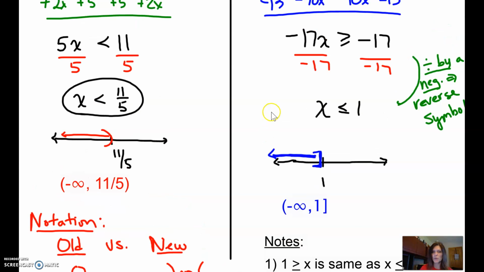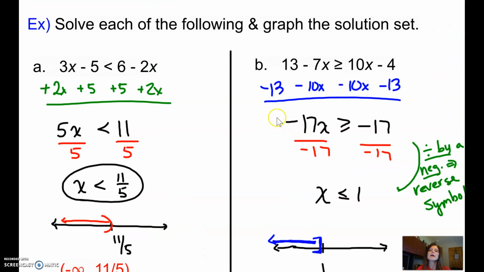All right, so let's look at one more example of a basic inequality. I have 13 minus 7x greater than or equal to 10x minus 4. If you are kind of used to graphing or moving the x's to the left, that's fine. You don't have to, but that does make sense. We're going to subtract the 10x, and then at the same time we're going to have to get rid of that 13 and move that to the other side. So now I'm ending up with a negative 17x is greater than or equal to negative 17.